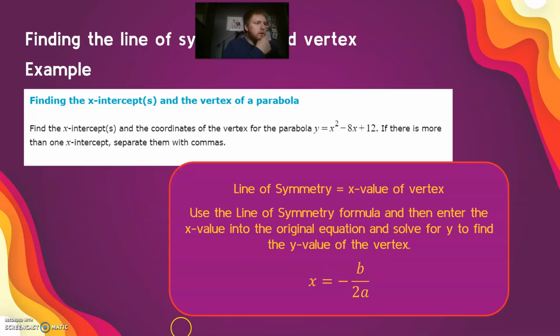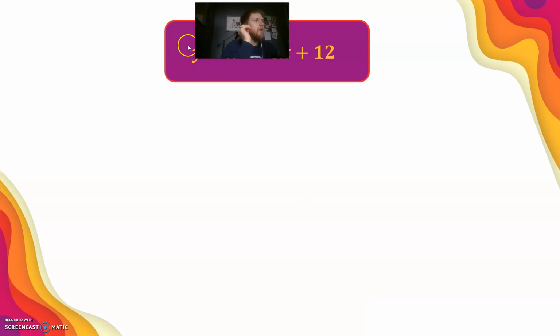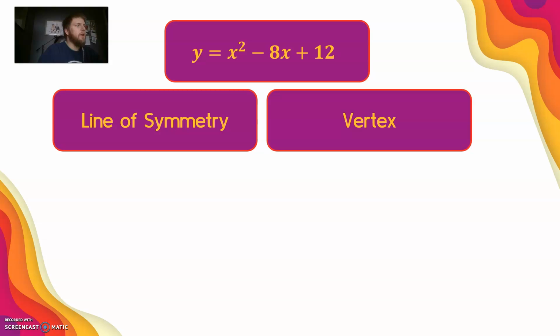So this is the equation for the line of symmetry. X equals negative b all over 2a. That's the first half of the quadratic formula. And the way that looks is something like this. So we have that same formula we've been dealing with, y equals x squared minus 8x plus 12. And to find our line of symmetry, we're going to do that first, and then we'll find our vertex.